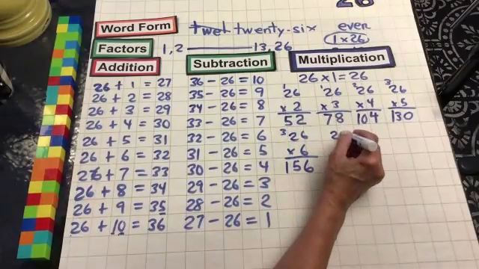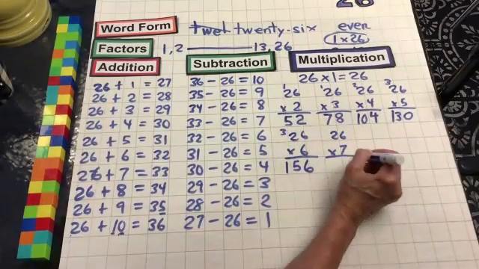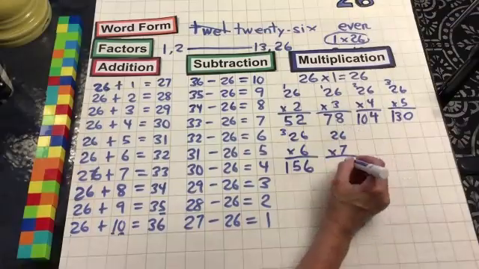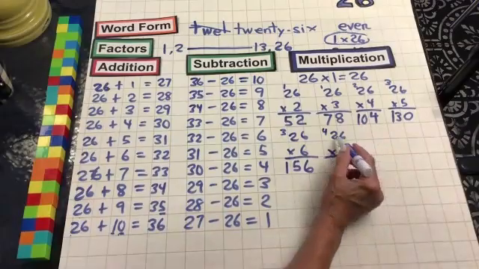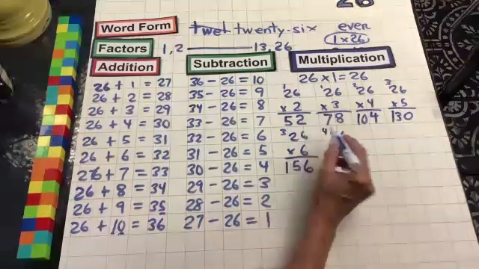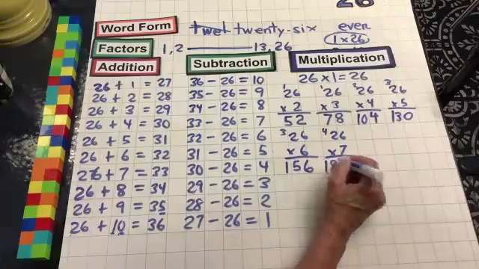Let's move on to 26 times 7. 7 times 6 is 42. Drop the 2, carry the 4. 7 times 2 is 14, plus 4 is 18.